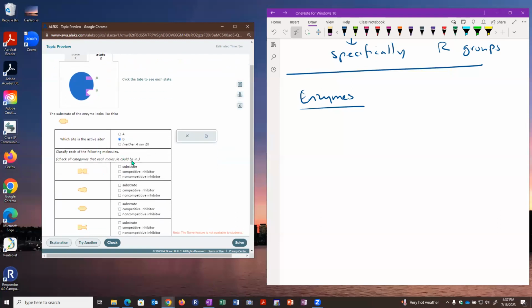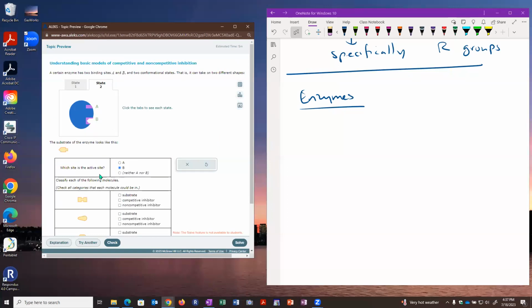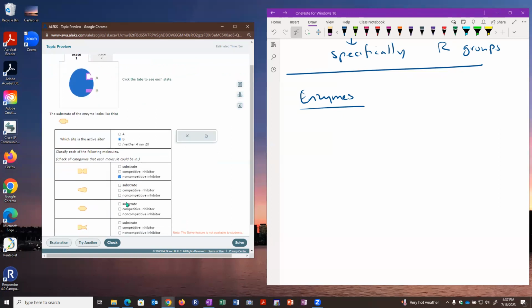Based on the shape, which of these categories could it belong to? All right, so if you look at this shape here, in state 2, it's not complementary to any of these sites. What about in state 1? It actually is complementary to site A. Now remember, the active site is B, right? So this molecule, whatever it is, if it does bind, it's going to bind to site A. It's not competing with the substrate for the active site, so it can act as a non-competitive inhibitor.